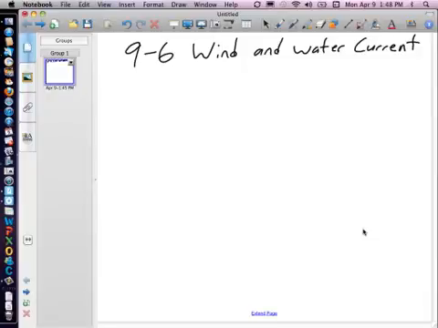Hello, in today's video we're going to be talking about section 9.6, wind and water current. Let's start just by talking about rate. Imagine you're swimming or in a rowboat, and let's talk about the rowboat situation. The speed at which you paddle your rowboat, we could call your rate. So R equals speed of rowboat paddling.